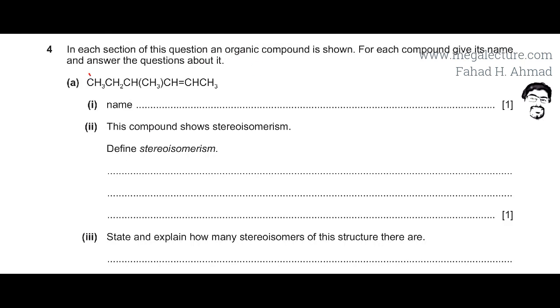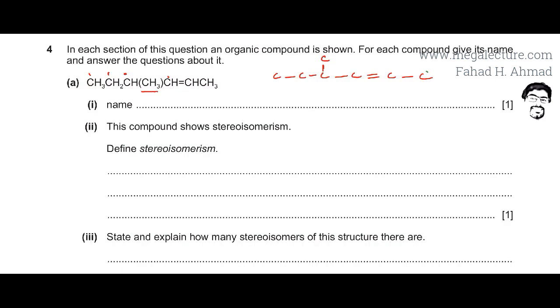So it's 1, 2, 3 carbon atoms. And then with this carbon atom, there's a carbon branch. So that's CH3. And after that, there's another carbon atom in the chain. Then you have a double bond, and then you have another carbon atom and another carbon atom. So I'm not drawing all the hydrogens.